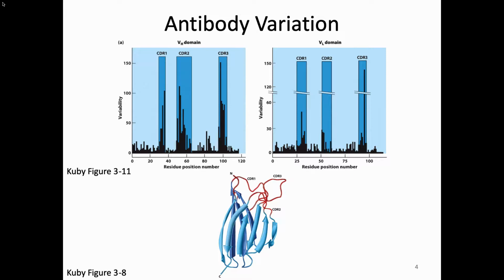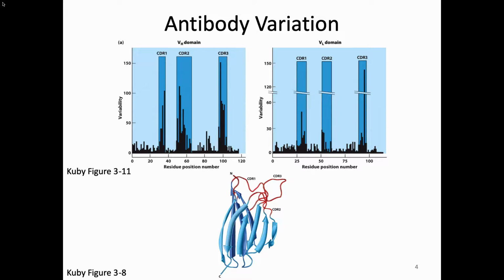You will see that there are 3 of those regions in the heavy chain. There are 3 of them in the light chain. We often refer to those 3 regions as the hypervariable regions. So there are 3 hypervariable regions in the heavy chain and 3 hypervariable regions in the light chain. Sometimes we will call them HVR 1, 2, and 3 for hypervariable region.